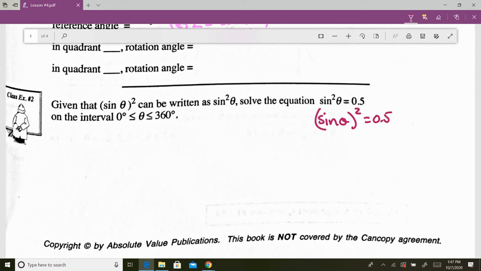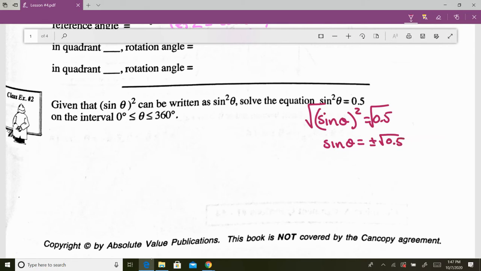How do you get rid of the square? I don't want sine squared, I just want sine. You square root both sides. When you square root both sides, what do you need to remember? Plus or minus.